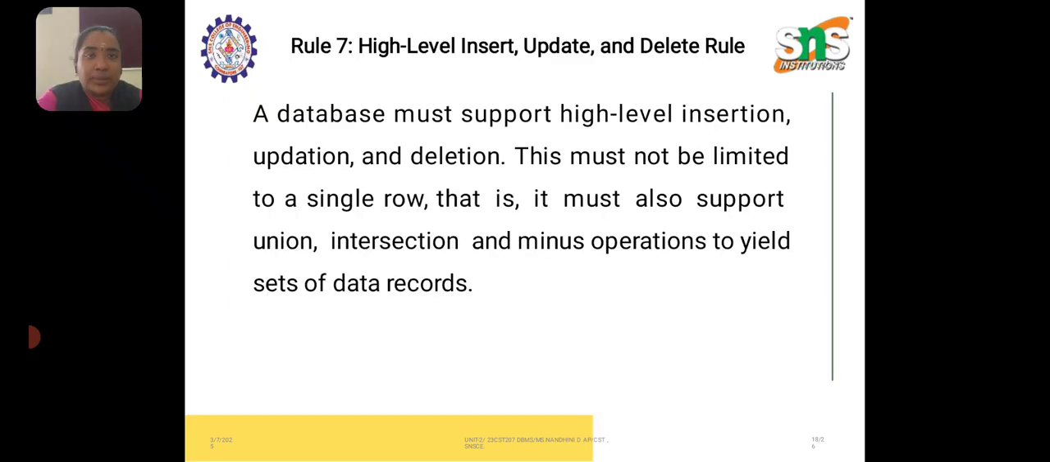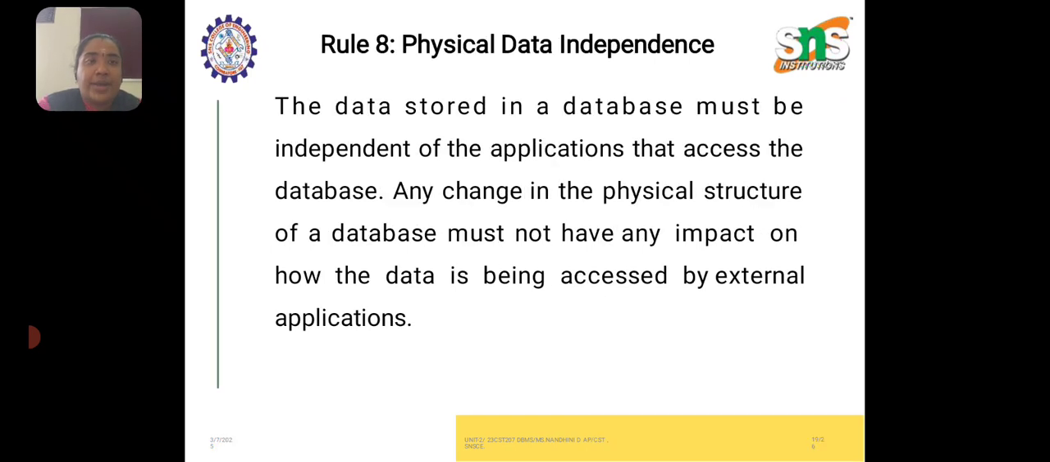Next one is rule 7, high level insert, update and delete rule. A database must support high level insert, update and deletion. This must not be limited to a single row. That is, it must also support the union, intersection and minus operations to yield a set of data records.